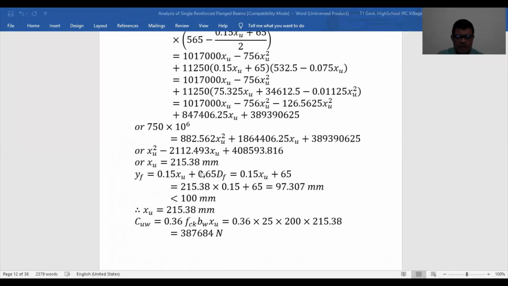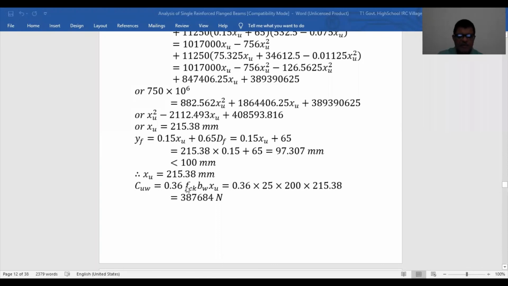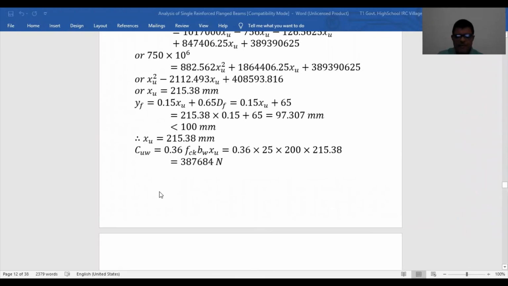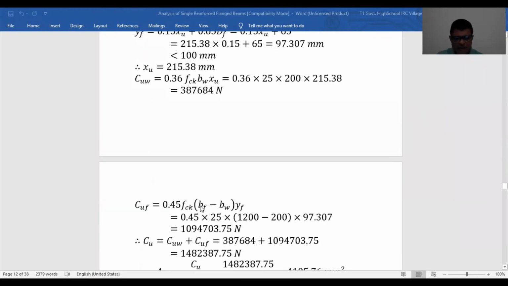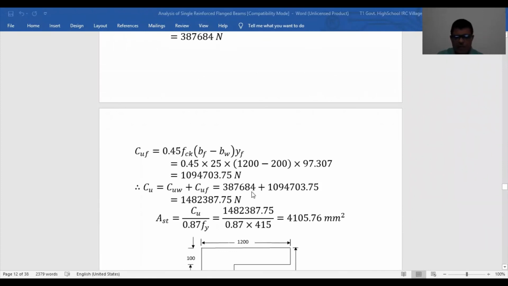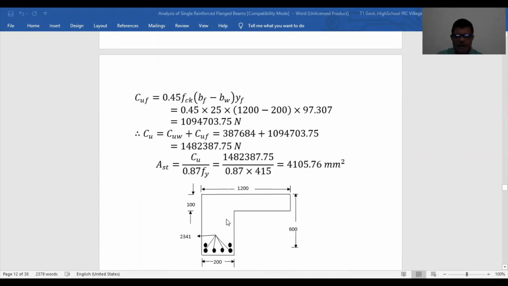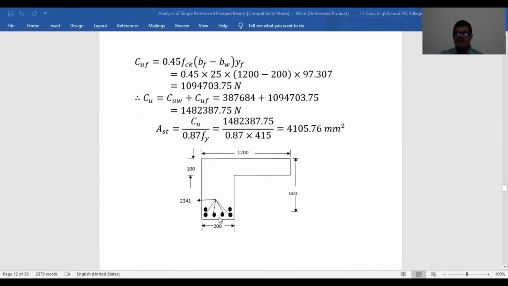So if the XU value is known, then calculate the value of compressive force in wave and then compressive force in planes, and then total force is coming this. And total force is divided by 0.87 Fy, because total force compression is equal to total force tension. So you divide the compressive force by 0.87 Fy, you will find the area of steel, and then provide the area of steel in this section.